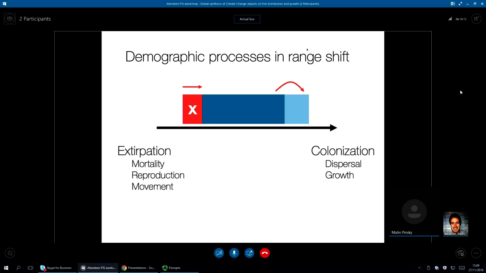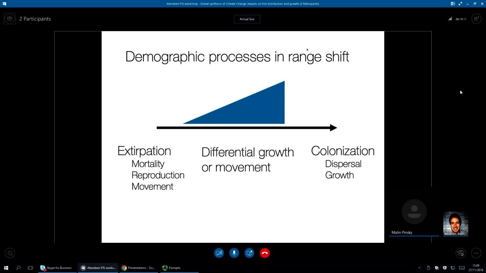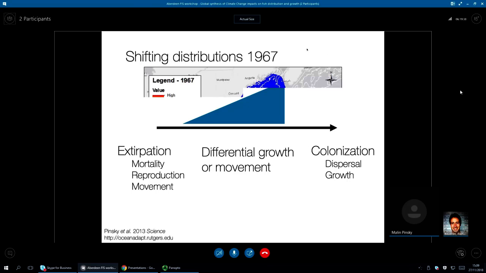Okay, thanks. You can also have just differential growth or movement within an existing species range. So a shift in the location of biomass, but no change in range edges. So there are different demographic processes underlying each of these kinds of changes. They don't all have to happen at once. It could just be one or a couple that happen for any given species.